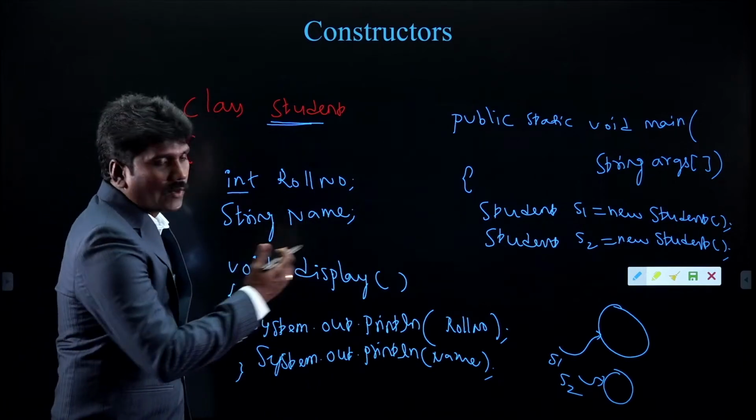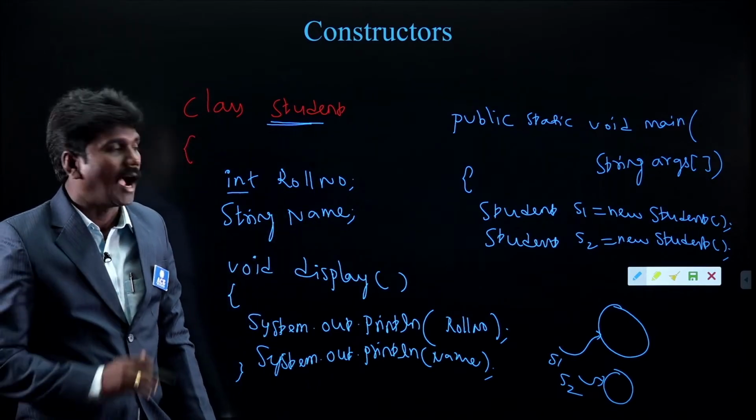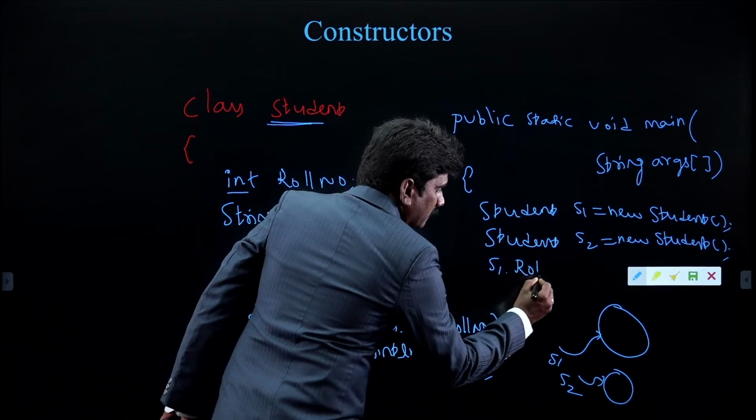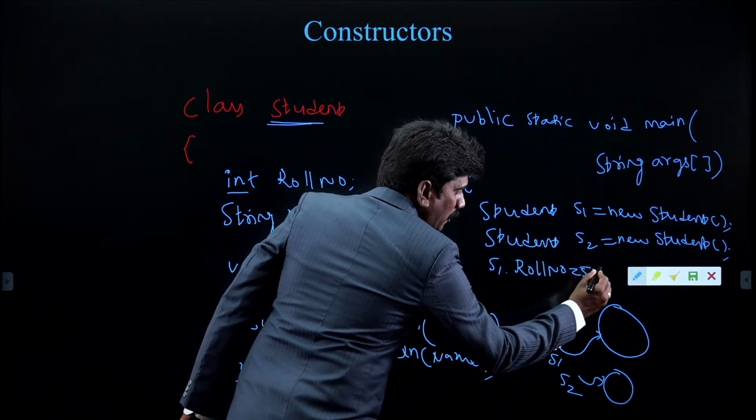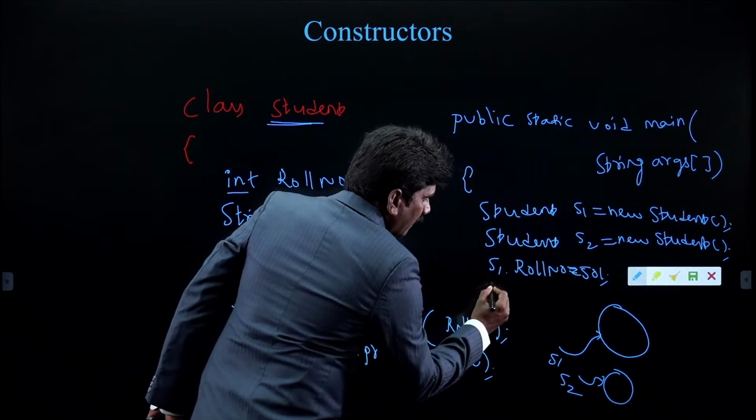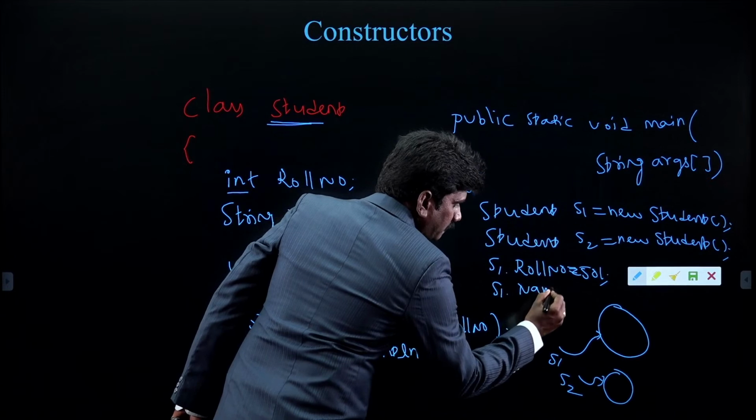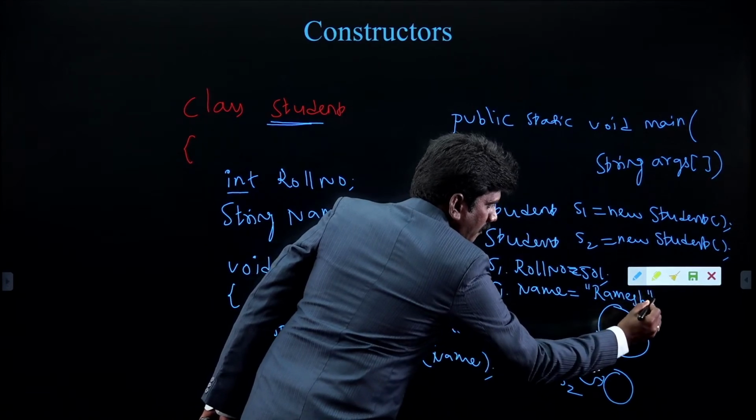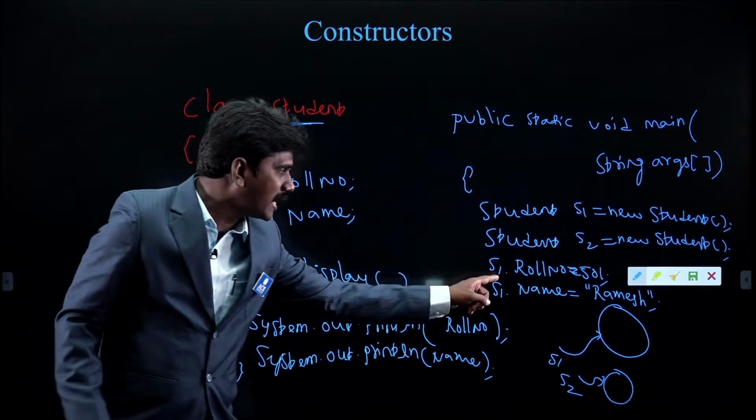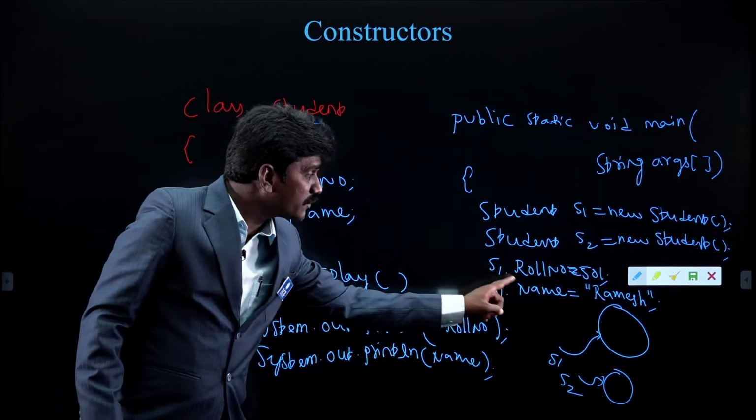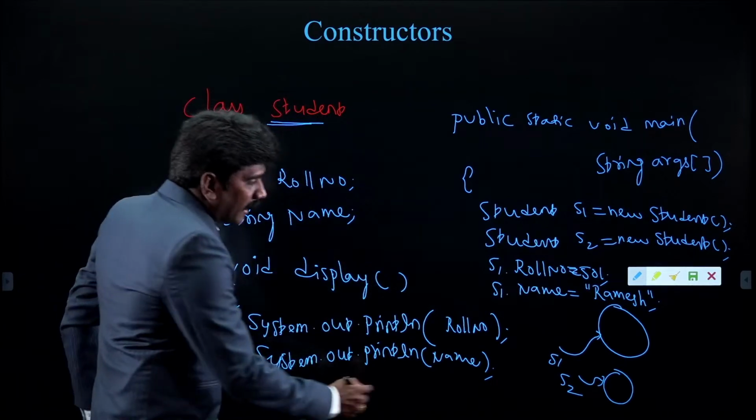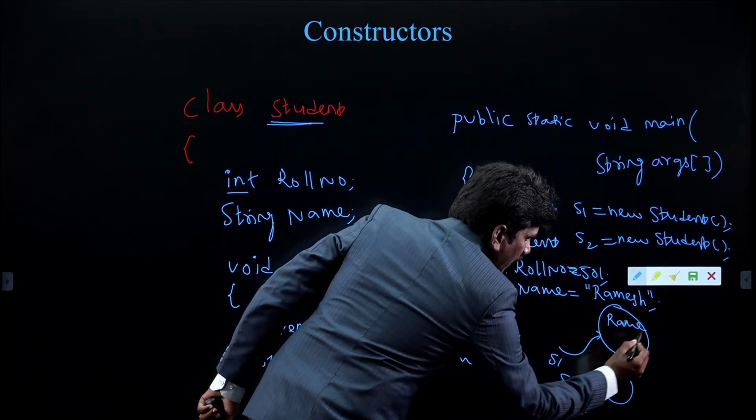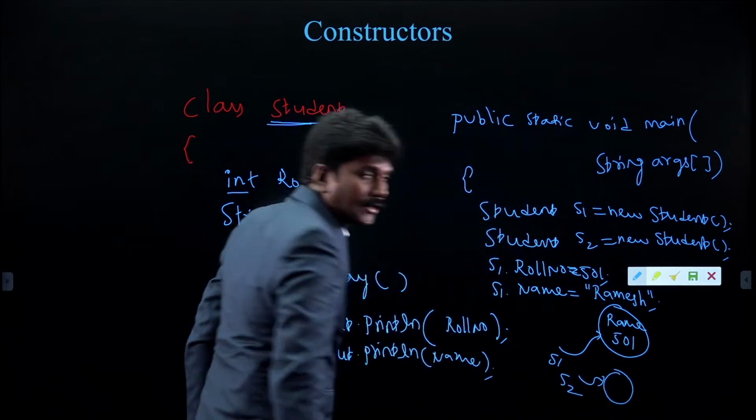So how do we do that? Suppose for s1, if I would like to give a roll number and name, I have to do it explicitly, like s1.rollNumber is equal to, for example, 501. And s1.name is equal to, for example, Ramesh. Once we have assigned the values, in the object s1 the name is going to be Ramesh and the roll number is going to be 501.